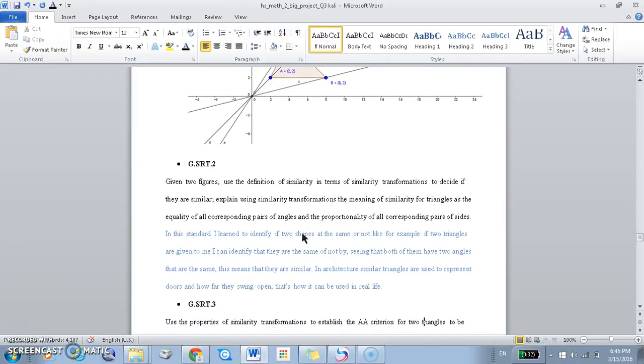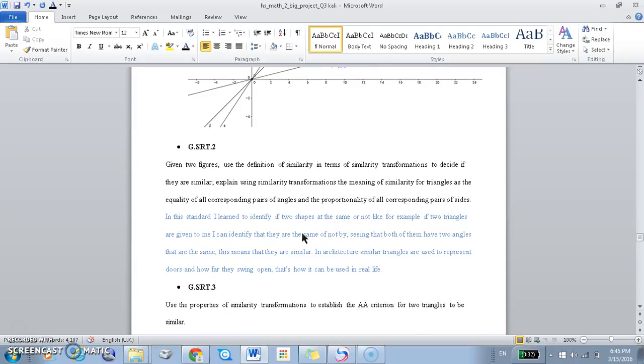So the next standard is GSRT2. In this standard, I learned to identify if two shapes are the same or not. Like if two triangles are given to me, I can identify whether they're the same or not. Seeing that both triangles have two angles that are the same means that they're congruent.